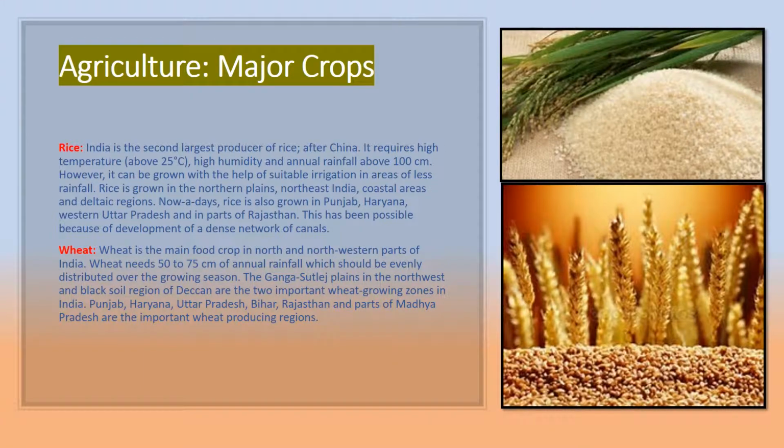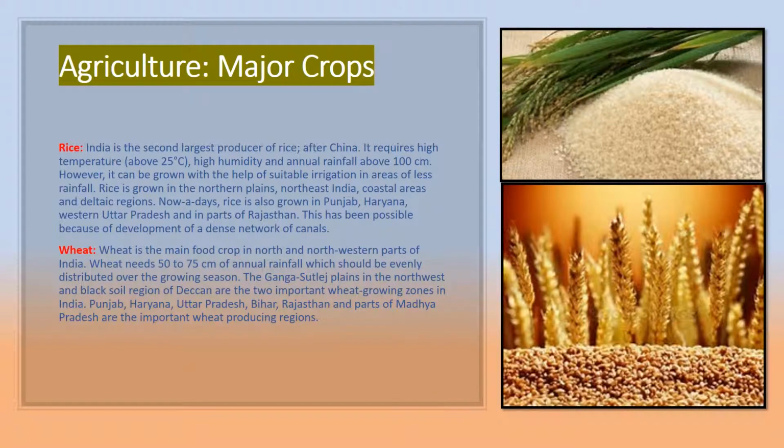Rice is grown in the northern plains, northeast India, coastal areas, and deltaic regions. Nowadays, rice is also grown in Punjab, Haryana, western Uttar Pradesh and in parts of Rajasthan. This has been possible because of development of a dense network of canals.